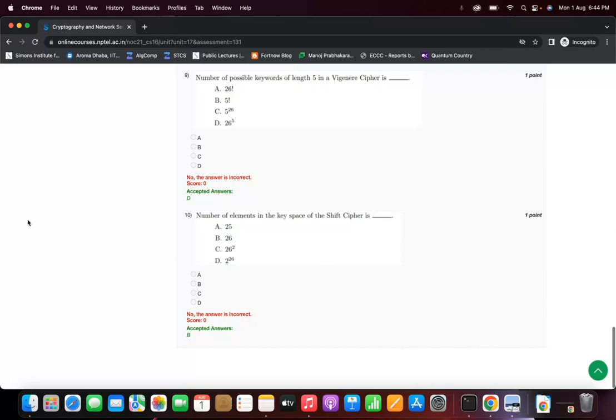Number of possible keywords of length 5 in a Vigenère cycle. Question. How many possible keywords are there of length 5 in a Vigenère cycle?